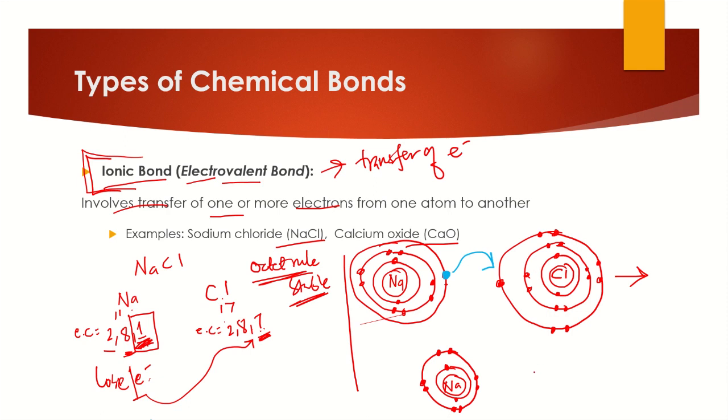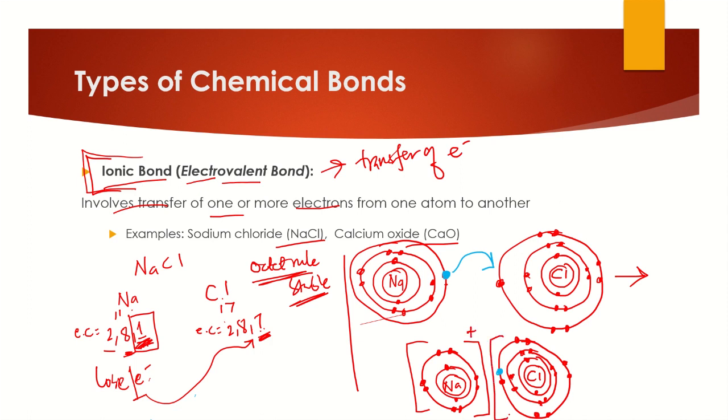Now let me draw the chlorine atom. The first shell carries 2 electrons, the second shell carries 8 electrons, and the third shell will hold 8 electrons. The last electron came from sodium. Since sodium lost 1 electron, it will bear 1 positive charge. Chlorine, since it gained 1 electron, it will gain negative charge. So this is called ionic bond.